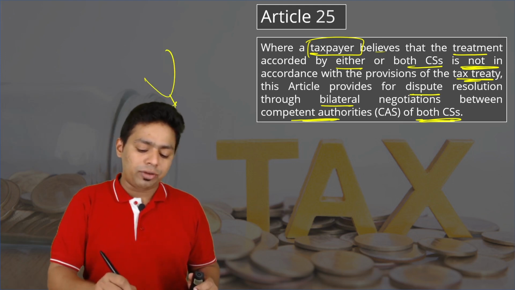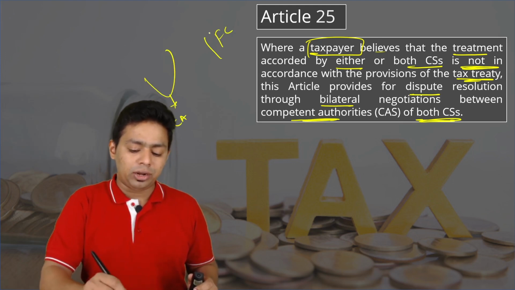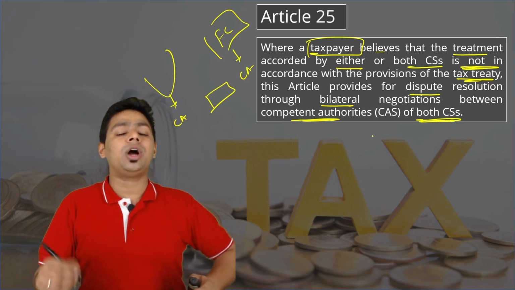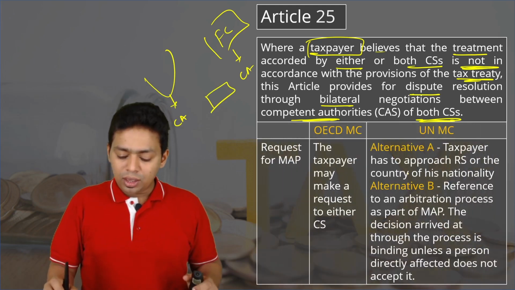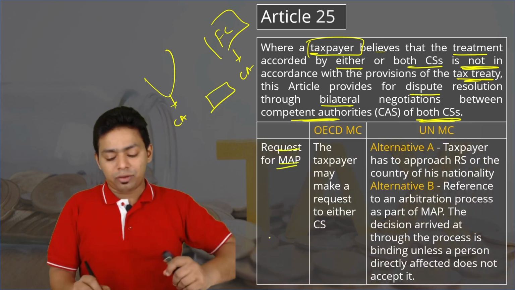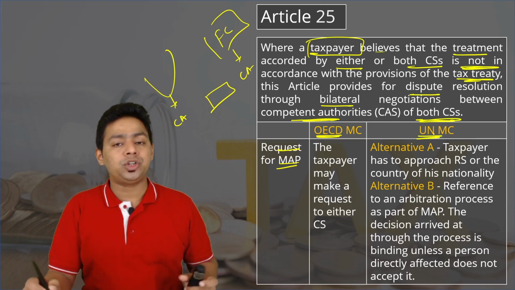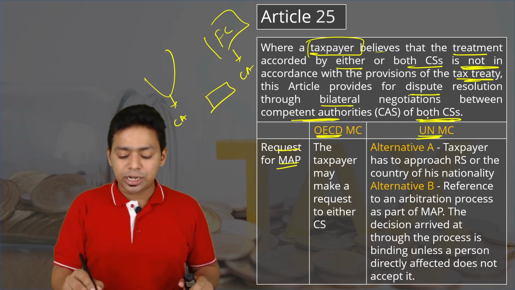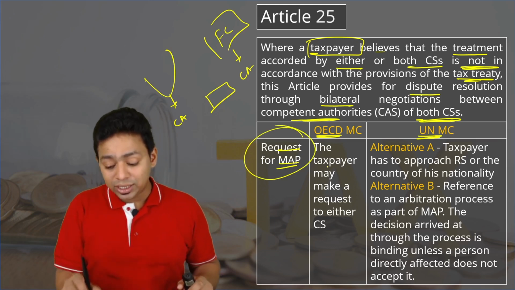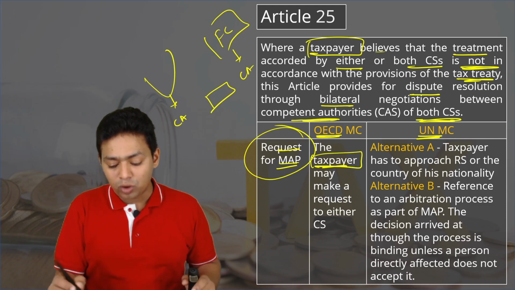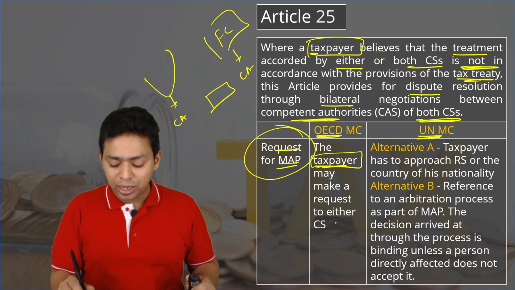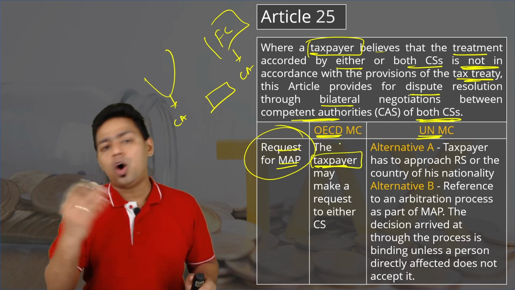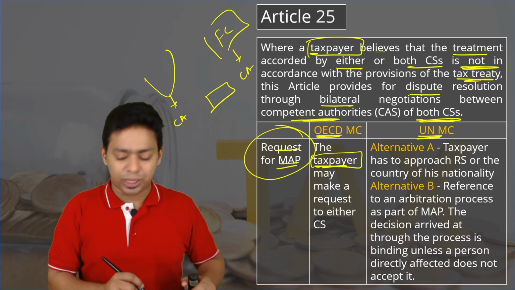So who will come? India will send a competent authority, and the foreign country will also send a competent authority. They will sit and mutually negotiate to come up with the best possible solution. So who can request in MAP? The OECD model and the United Nations model have somewhat different mechanisms, so let us discuss that. In the OECD model, the request will be initiated by the taxpayer. Please understand, the request is always initiated by the taxpayer. He can make the request to the resident state or the source state, but the taxpayer has to make the request.